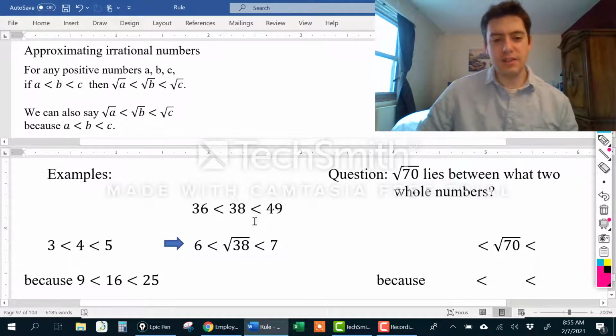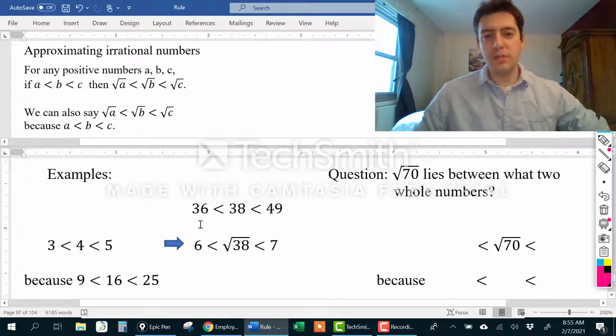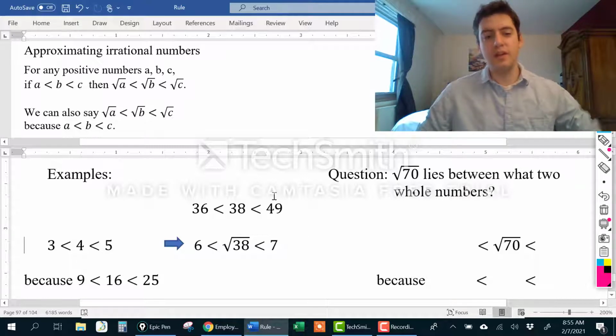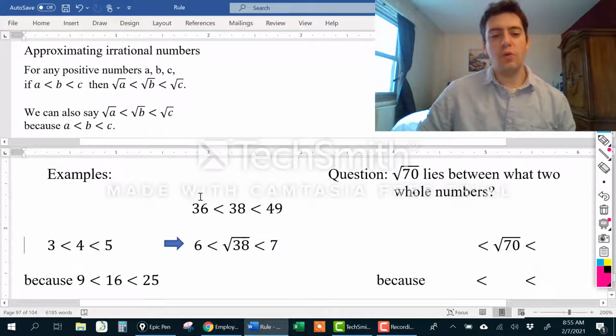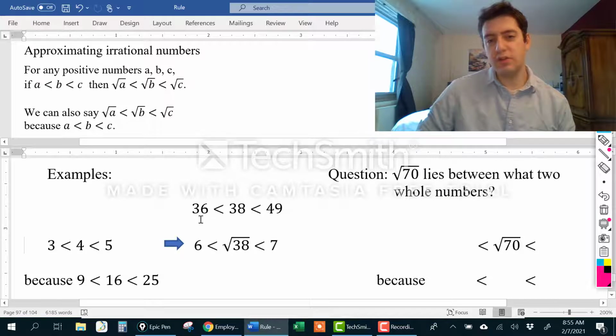All right, now let's take a look at another example. So our numbers here, a, b, and c, are 36, 38, and 49. So our a is 36, our b is 38, and our c is 49. We all know that 36 is less than 38, and 38 is less than 49. So far, so good. This is true, right?